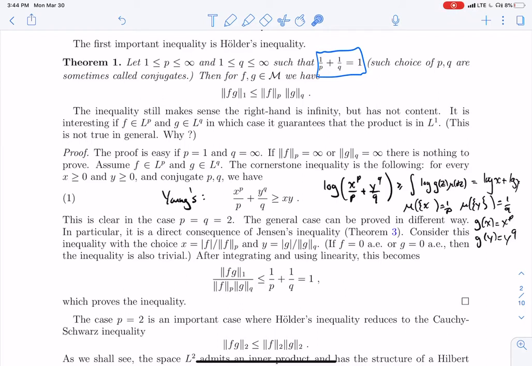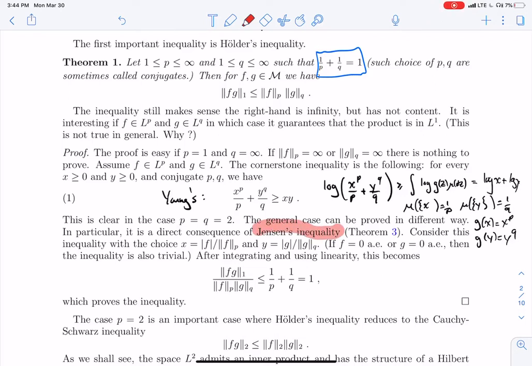The key point for Hölder's is just a lift of Young's inequality, which says that x^p over p plus y^q over q is bigger or equal to xy. Notice that if p is equal to 2 and q is equal to 2, this is easy to prove. This is also easy to prove if p is not equal to 2. And my favorite way to prove this is using Jensen's inequality.